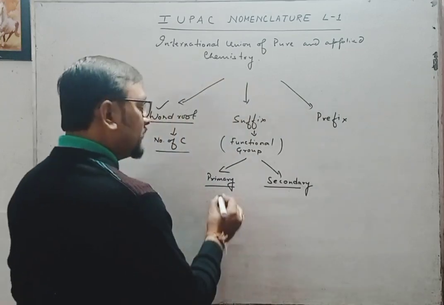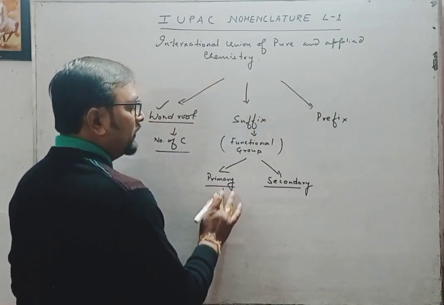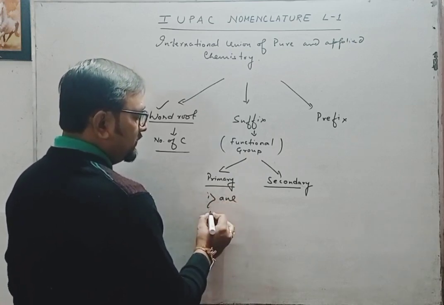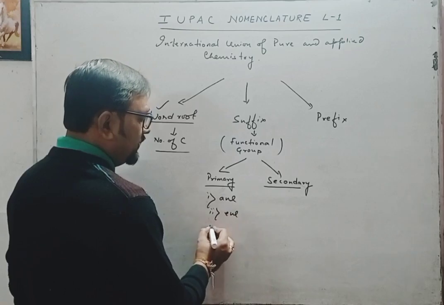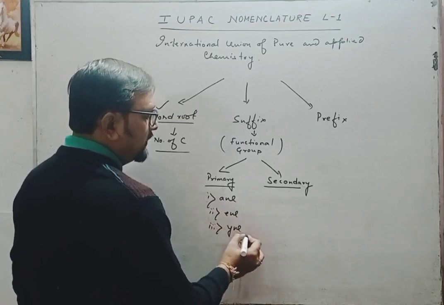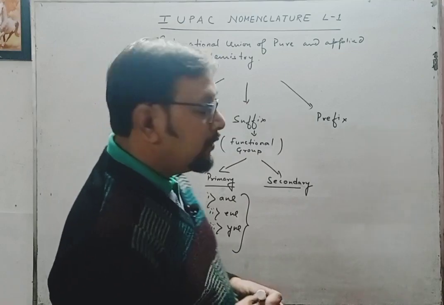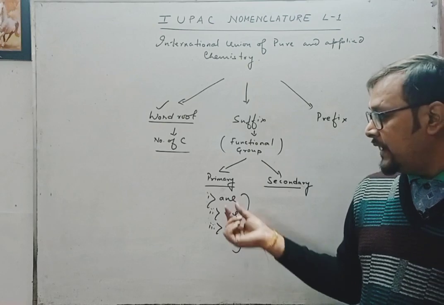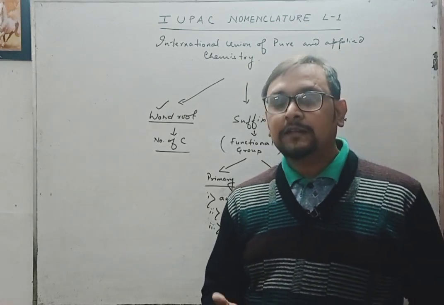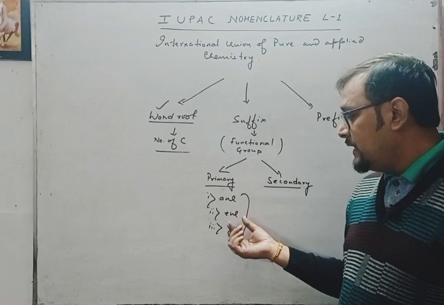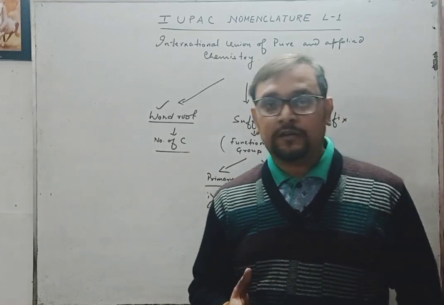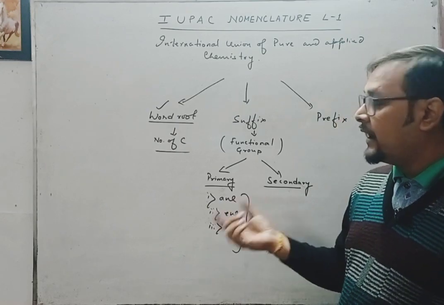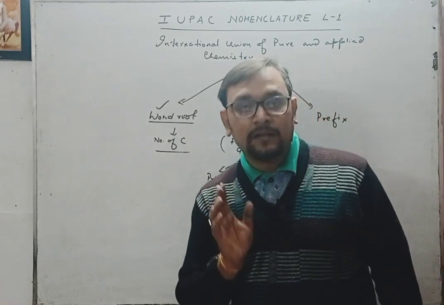Now what is this primary suffix? Primary suffixes you have to remember because they are very few in number. The first is ane, second is ene, and third is yne. So these three are known as primary suffixes. Ane represents the alkane family, which are saturated hydrocarbons. Ene and yne belong to the unsaturated hydrocarbons.